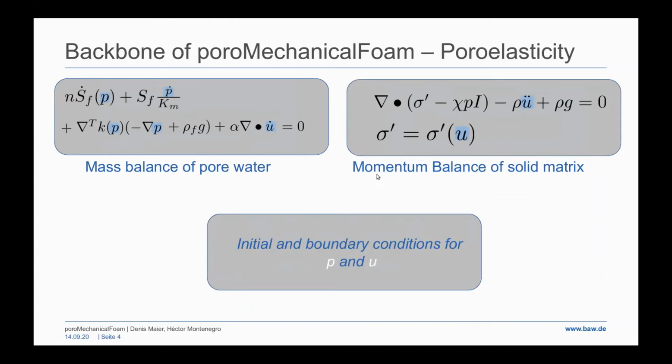So we have the poroelasticity as the backbone of poromechanical foam, and we included the term for the change of saturation here. And so we have the mass balance of pore water and the momentum balance of the solid matrix with the change of the saturation. And we also, of course, need initial and boundary conditions for the 2 primary variables. And these 2 equations are coupled with one another by the soil deformation and the pore water pressure.